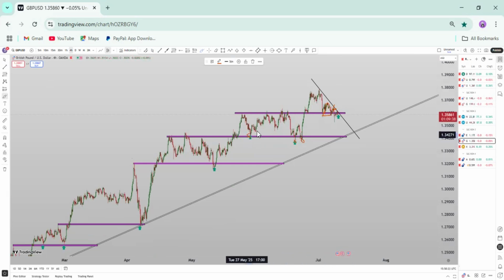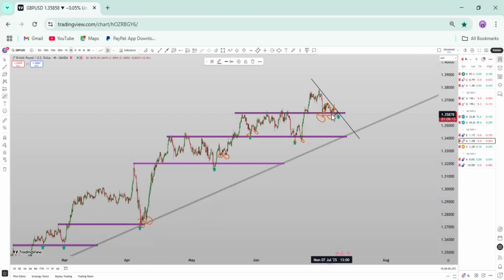Around here, we have 1 and 2. Around here, we have this one on a retest, 1 and 2. Around here, we have 1 and 2. So every time, GBP USD always has a sign of a double bottom. Now you can see even around here, we have now 1 and 2.